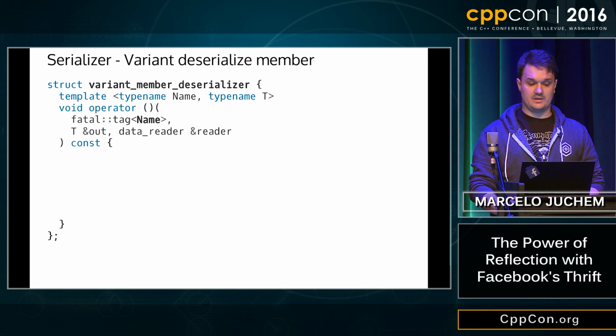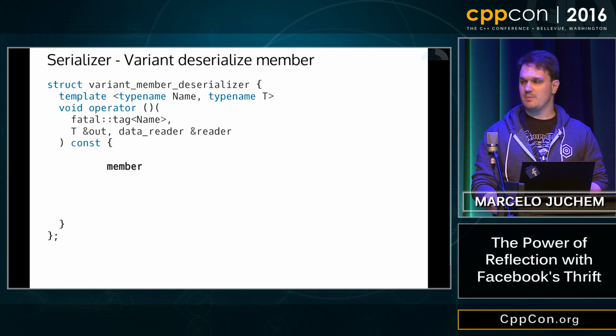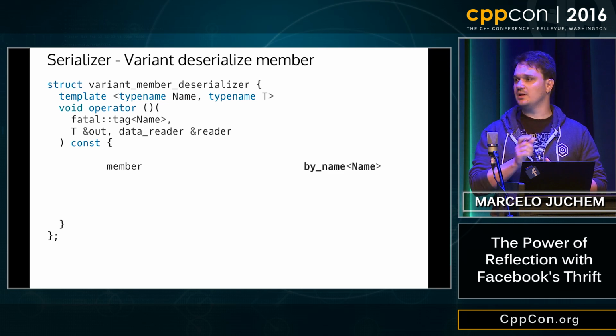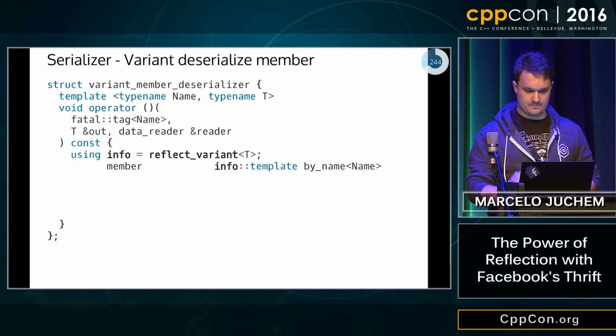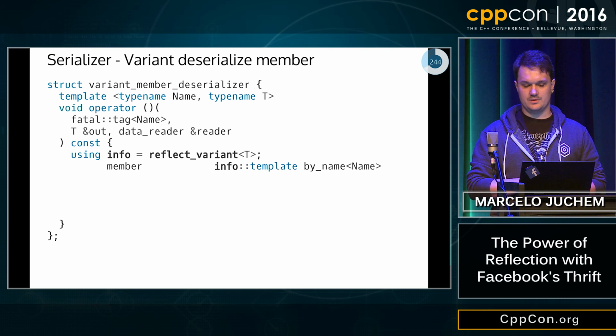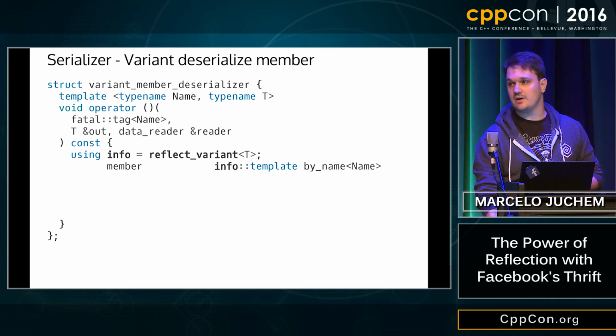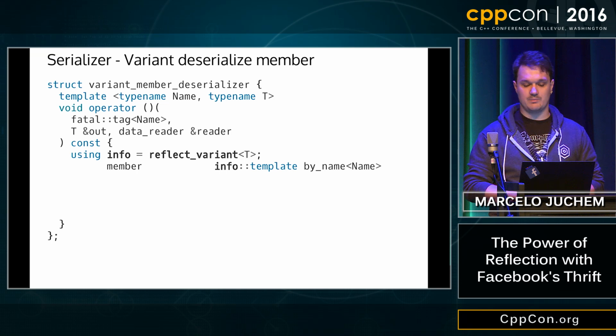So the serializer, note that we don't receive the member descriptor here. We receive a name of the member. So we have to go from this name to the member itself. So it would be good if we could perform some lookup by name in the variant descriptor and say, give me whatever member information you have for this specific name here. That's what we do here. So we use reflect variant to get the information for the variant, and it provides us a by name helper that we can use for that purpose.